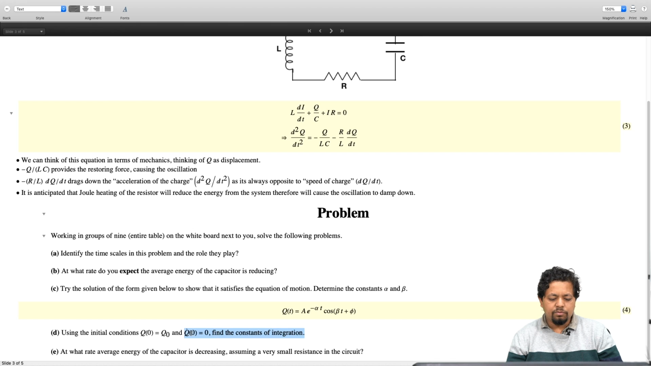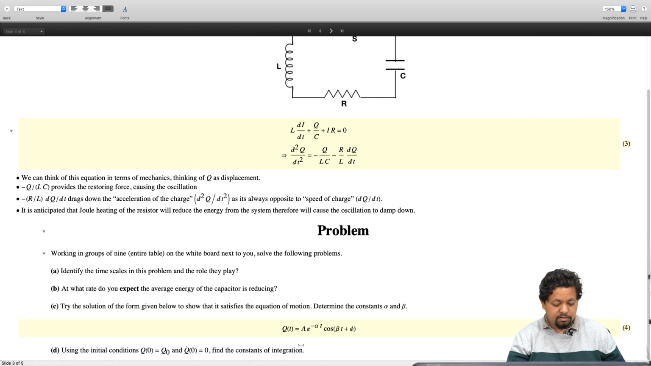Later on, we'll try to solve this as an initial value problem with the initial conditions that Q dot at 0 is 0, and Q, the charge in the capacitor, at 0 is Q naught. And then I think this last question is a repeat of B: at what rate is the average energy in the capacitor decreasing, assuming a very small resistance in the circuit. So I think that is just a repeat of this, so we can remove that. Let's go ahead and solve this problem.